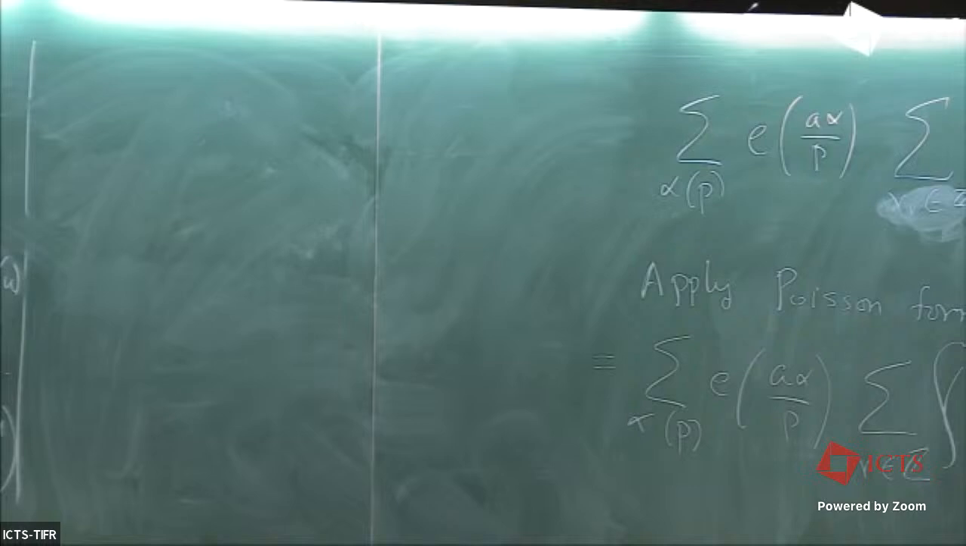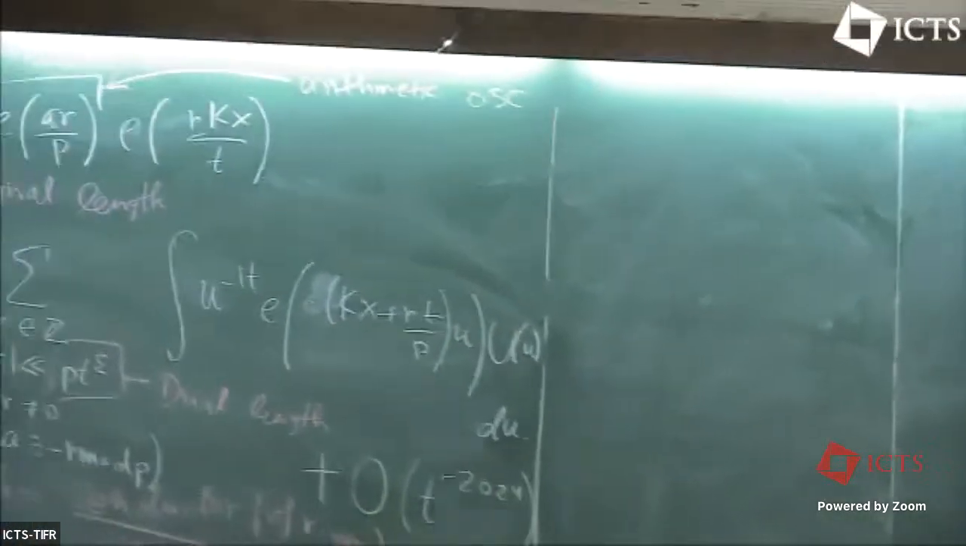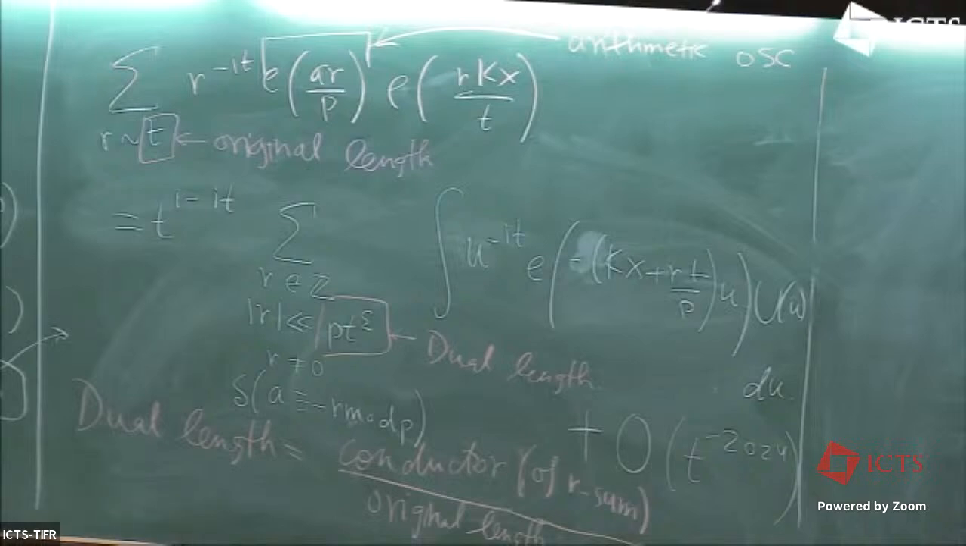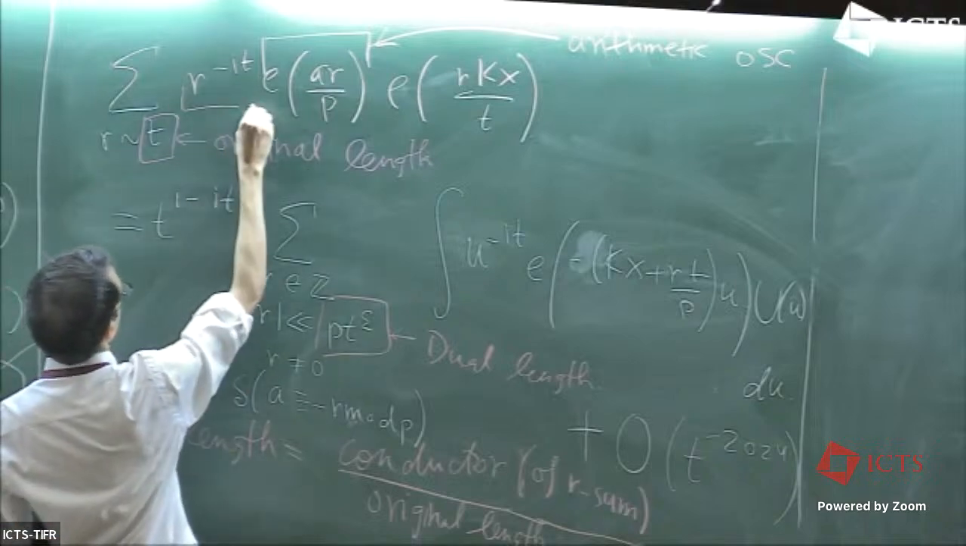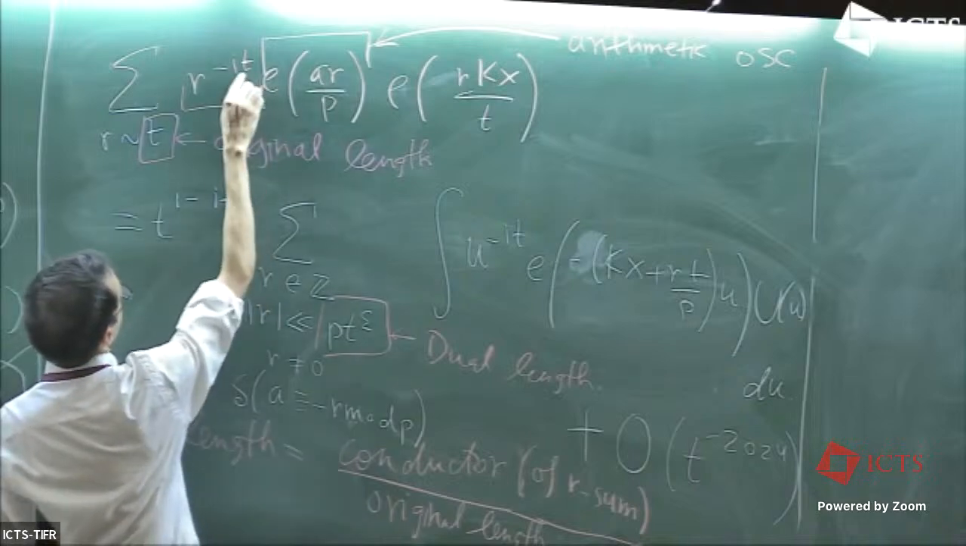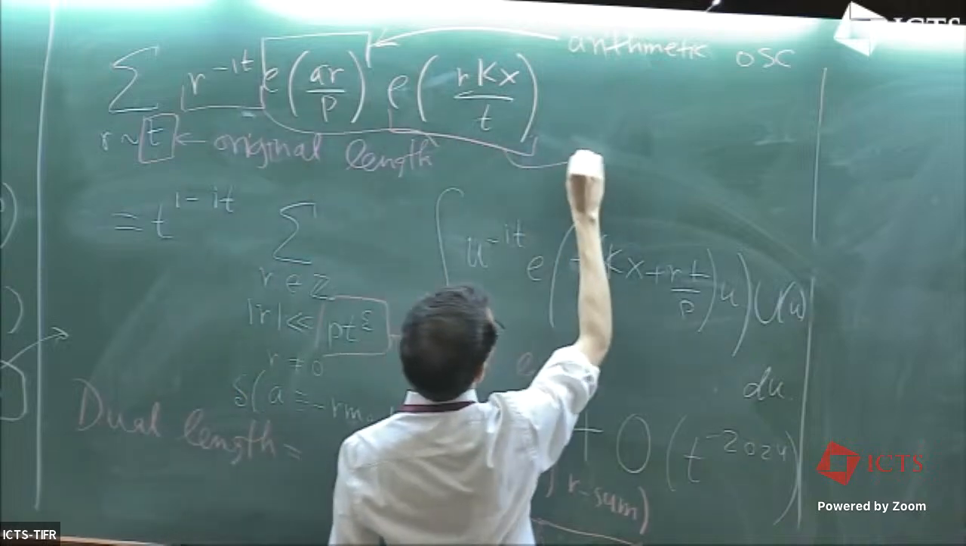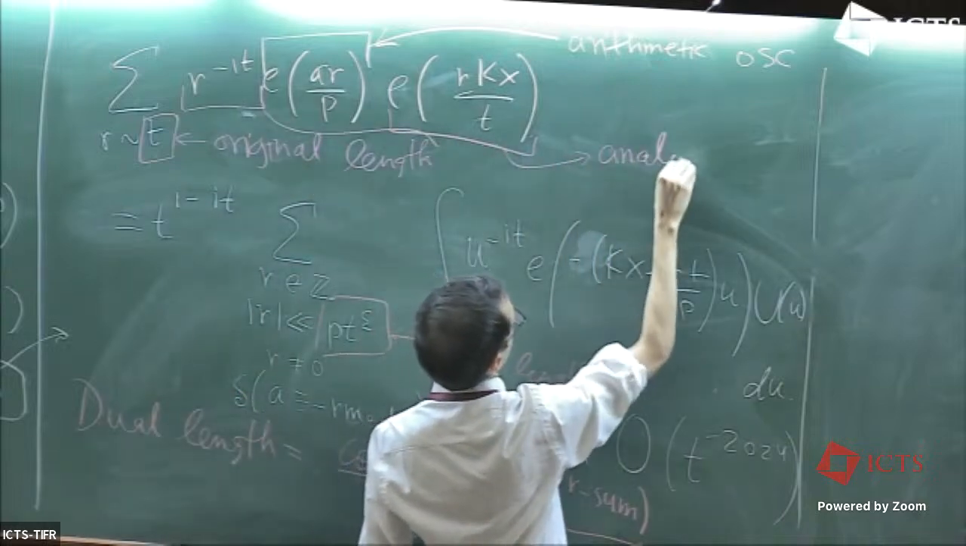So the non-Archimedean norm right here is only captured over here. So this is an arithmetic oscillation. All the non-Archimedean oscillations are what we call the arithmetic oscillations, and all the Archimedean oscillations are what we call the analytic oscillations. So we have this r to the negative it, where t is the continuous variable, and you have e of r kx over t. So these two are the analytic oscillations.